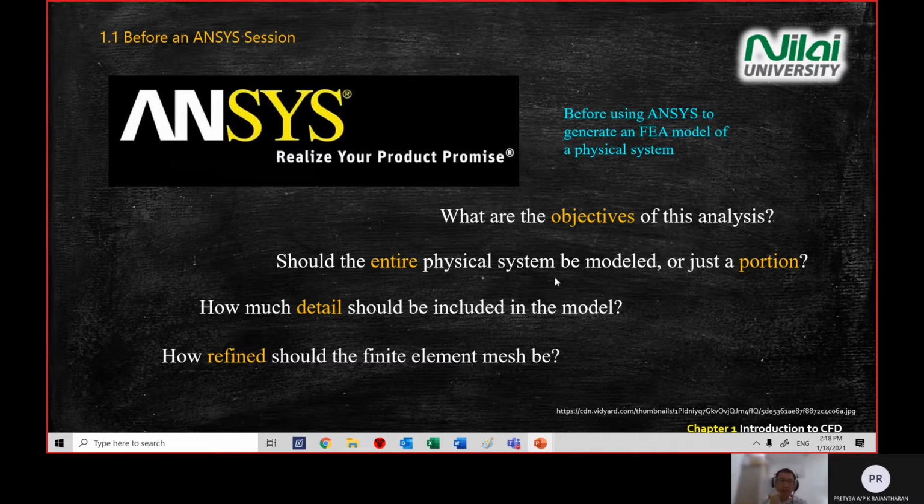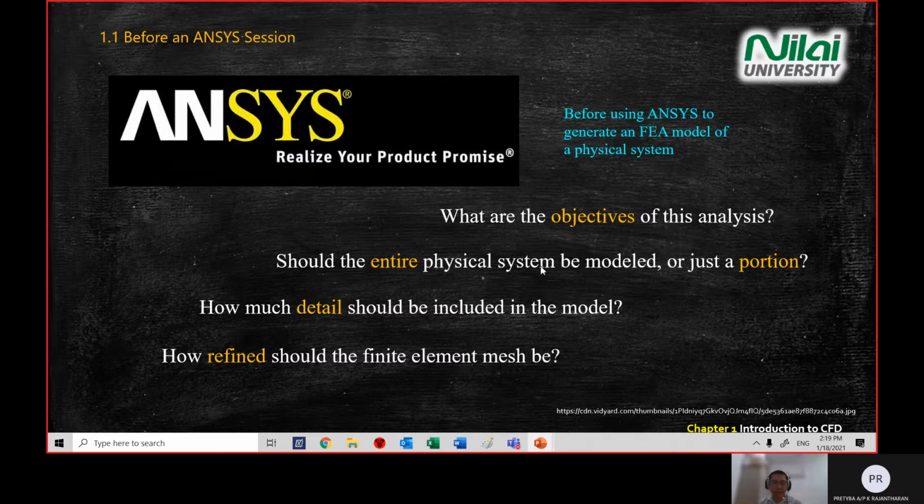Then, what kind of system do you have? Do you want to simulate the whole system, for example the whole wind turbine, or do you only need to concentrate on a particular section of the wind turbine? These are the first two questions that you should know, right? Because if you cannot answer the first and second one, even though you open up ANSYS, you do not know the first step, which function to use, and you might use the wrong analysis domain if you do not know your objective and also the physical system that you try to model.